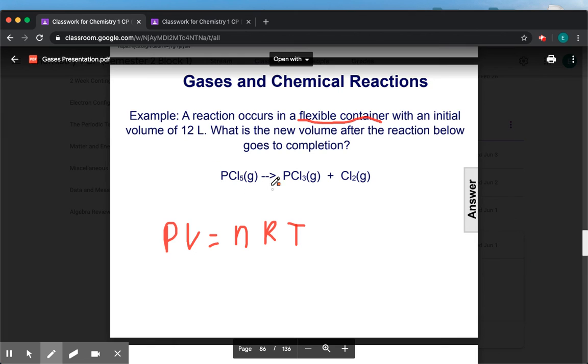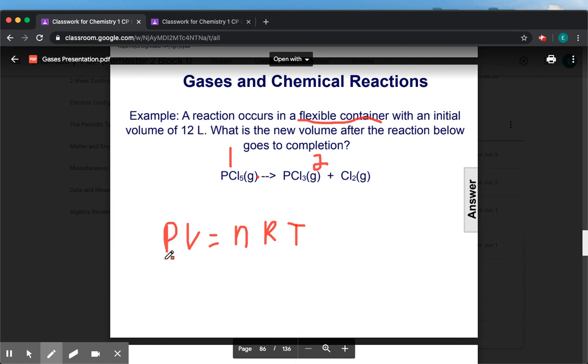How many moles on the left do we have? We have 1 mole total on the left. How many moles on the right do we have? We have 2 moles of gas total. Remember, you just got to add up the coefficients. If there's no number, you always assume 1. So 1 plus 1 gives us 2. So when this reaction finishes, we are going to end up with double the moles that we started with.